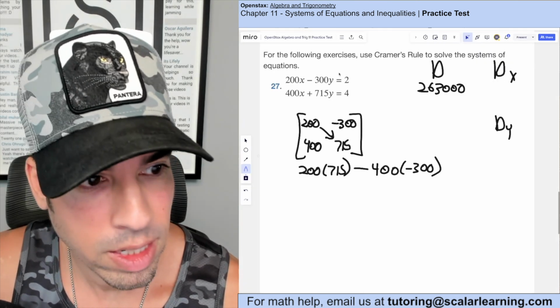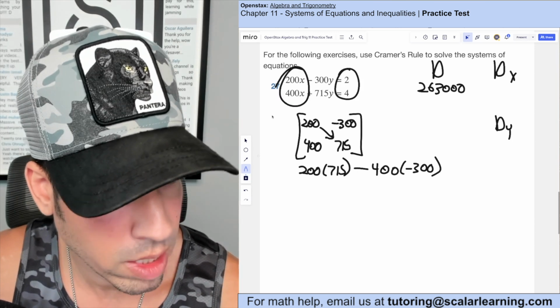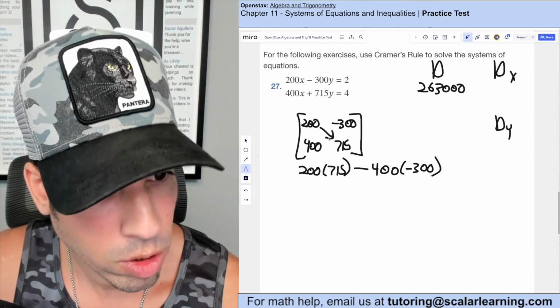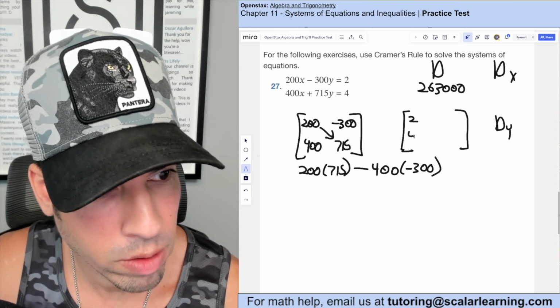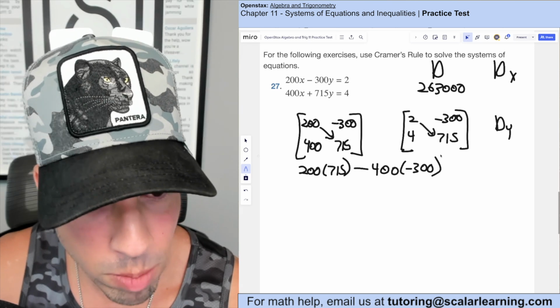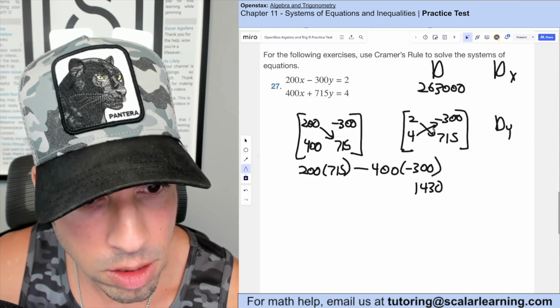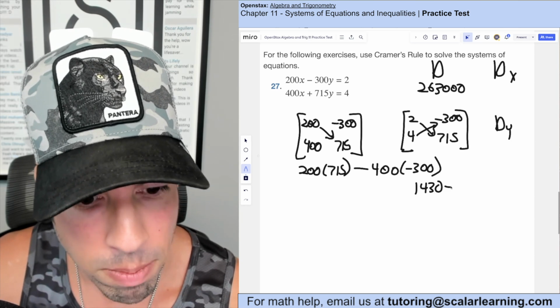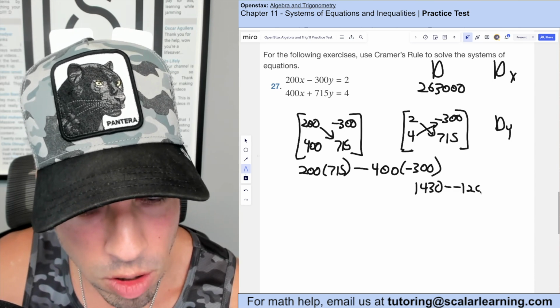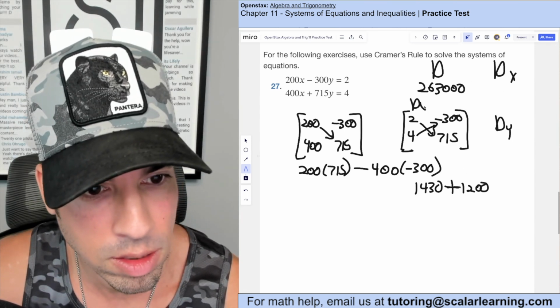Now we need to calculate dx. The way we do that is we take these constants and we replace them with the x column. So we're going to rewrite this with 2 and 4 over here. The y's stay as is. And then again, to get the determinant, we multiply those two together. That's 1430 minus that product, which is minus -1200. So we're going to add those together, and that's going to be 2630, and that is dx.